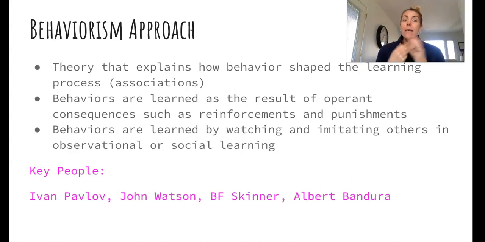And the key people in this one were Ivan Pavlov, John Watson, who was the little Albert experiment guy, B.F. Skinner. Remember we watched videos on him, how he trained those pigeons to play ping pong. And then Albert Bandura was that social learning theory. He was the Bobo doll experiment guy. Okay, so that's all behaviorism. So the middle finger in our little mnemonic on our hand.